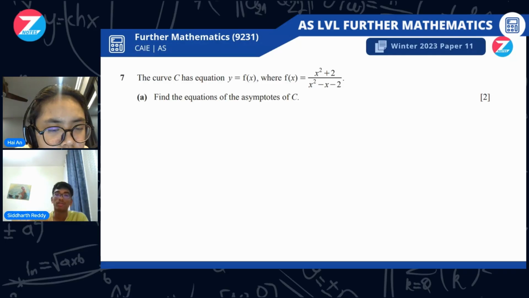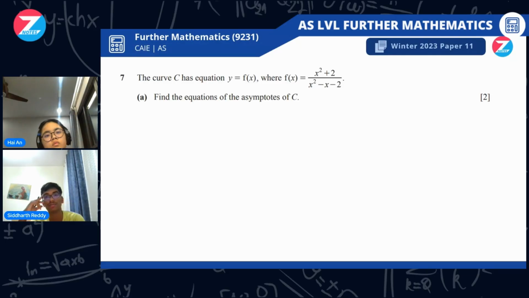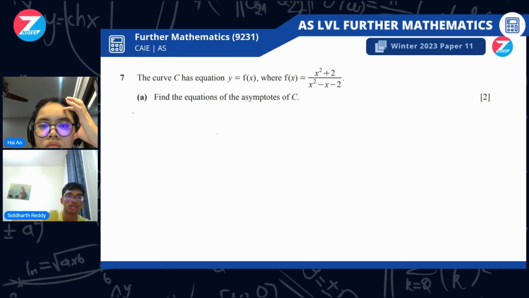So let's move on to the final question. The curve C has equation y is equal to f of x, where f of x is equal to x squared plus 2 divided by x squared minus x minus 2. Find the equation of the asymptotes of C. First thing we notice is that the powers of x are the same, the degree of the numerator and denominator is the same. So there will be a horizontal asymptote, which is the coefficient of the top divided by the coefficient of the bottom. That's 1 divided by 1, which is 1. So y is equal to 1.